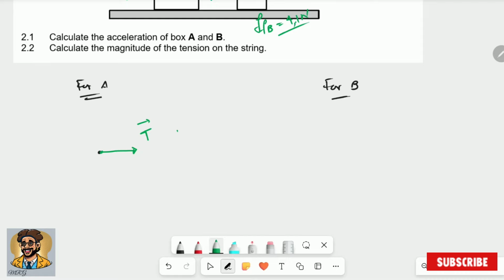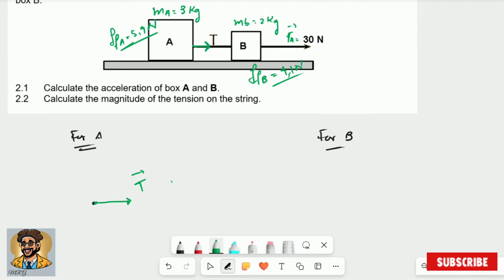What other forces are acting on box A? There is weight, which is straight down. There is normal, pointing perpendicular to the surface, in this case straight up. And there is friction in the opposite direction of motion. This one is the frictional force. Those are the forces acting on box A. If this one was for marks, then you'd get 4 marks, 1 mark per force.